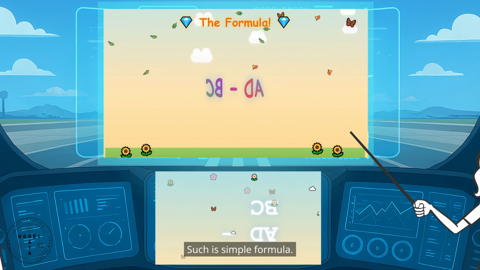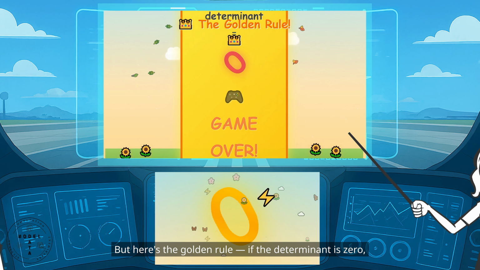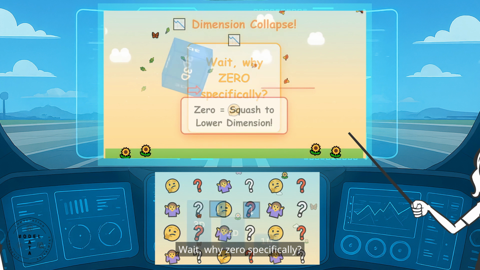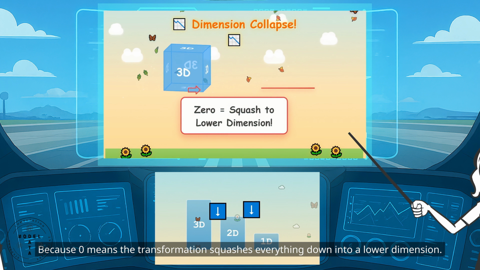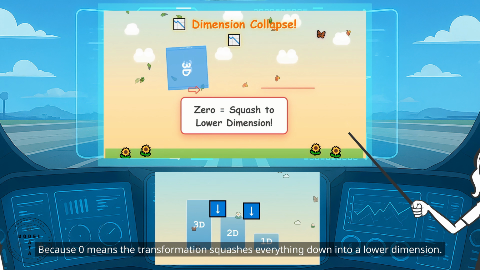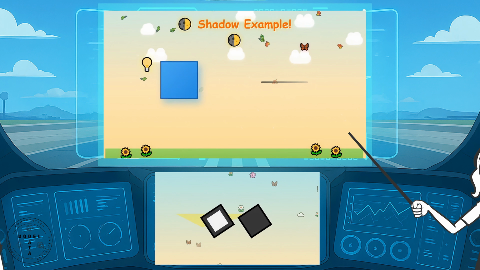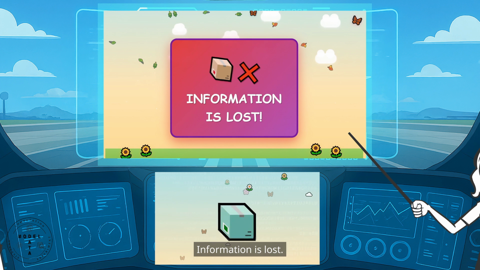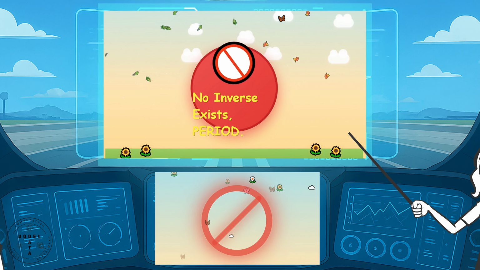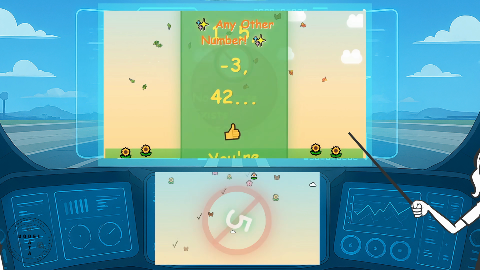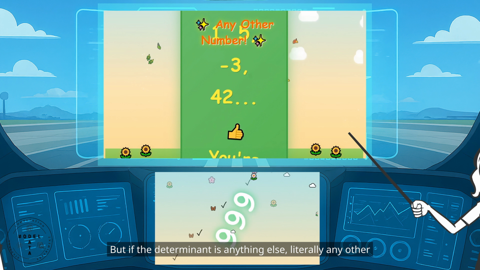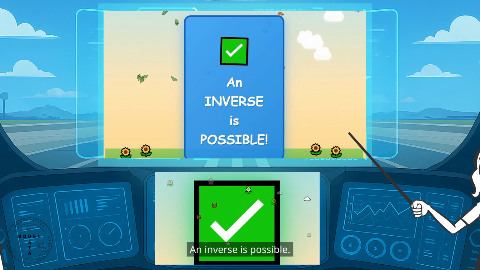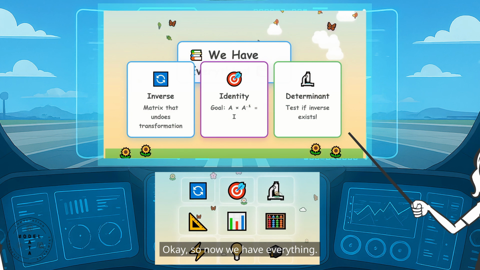Such a simple formula, but here's the golden rule: if the determinant is 0, game over. Wait, why 0 specifically? Because 0 means the transformation squashes everything down into a lower dimension. Like our shadow turning a square into a line. Information is lost. No inverse exists, period. But if the determinant is anything else, literally any other number, you're good. An inverse is possible.